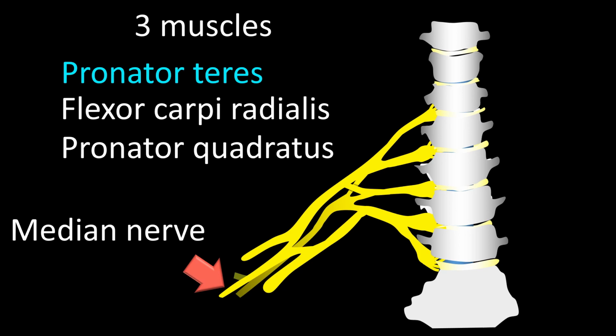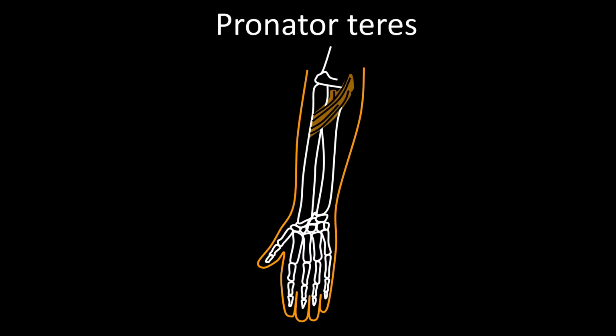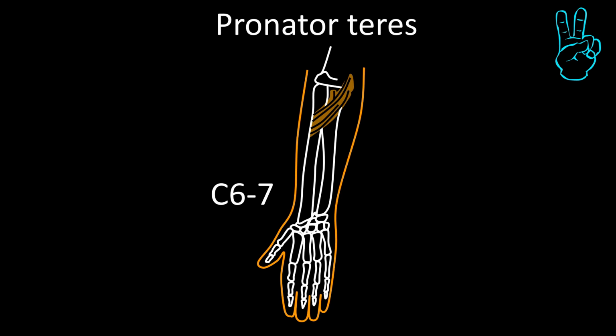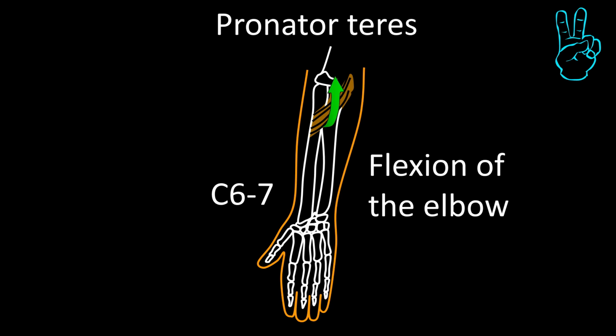I will start talking to you about the pronator teres. The pronator teres is innervated by fibers from C6 and C7 spinal segments. The pronator teres has two actions. The first action is pronation of the forearm. This action is only achieved by this muscle when the elbow is extended. The second action is elbow flexion.